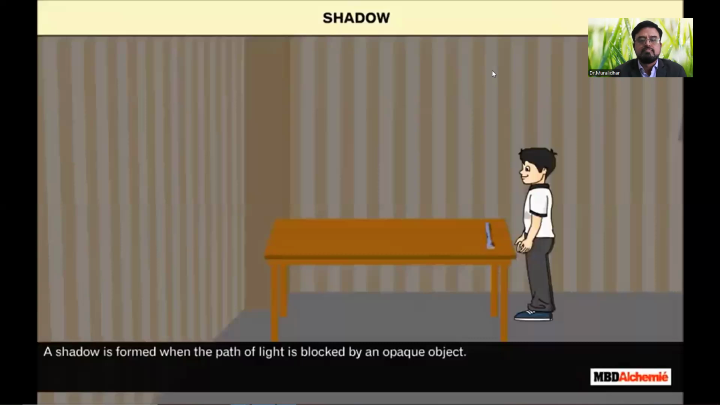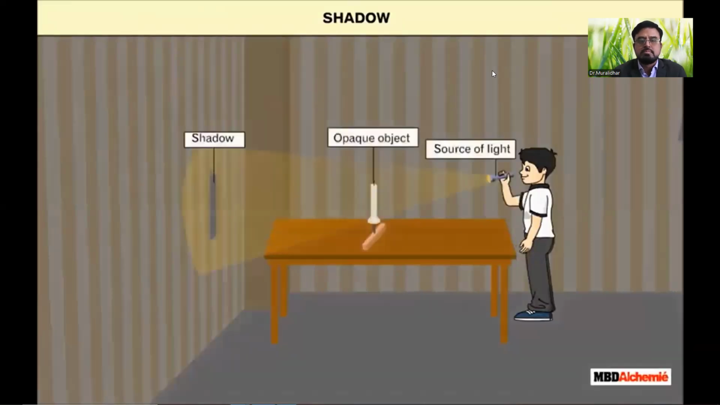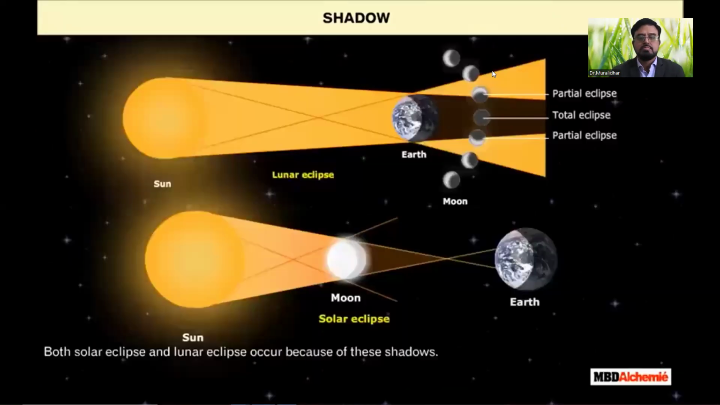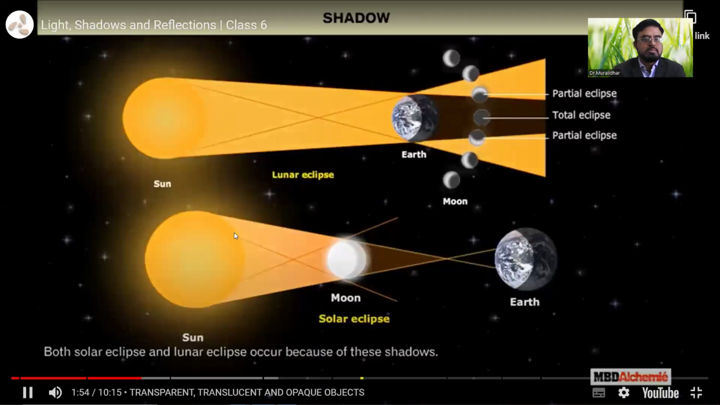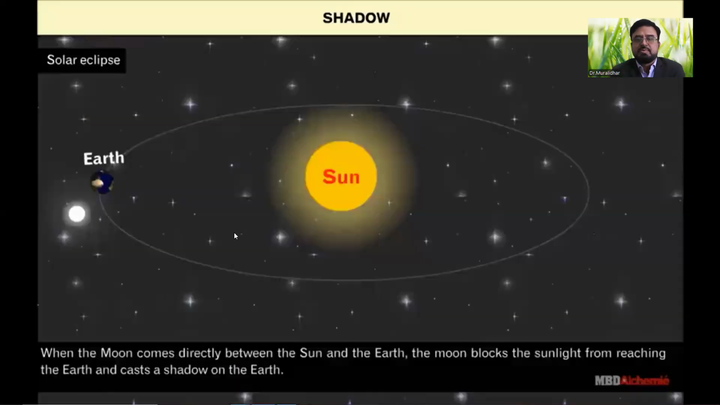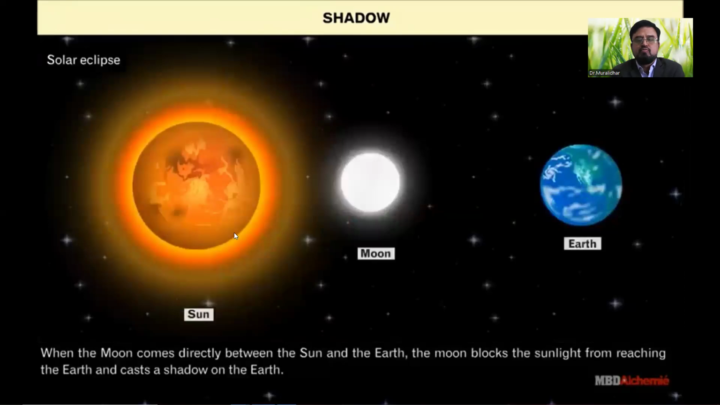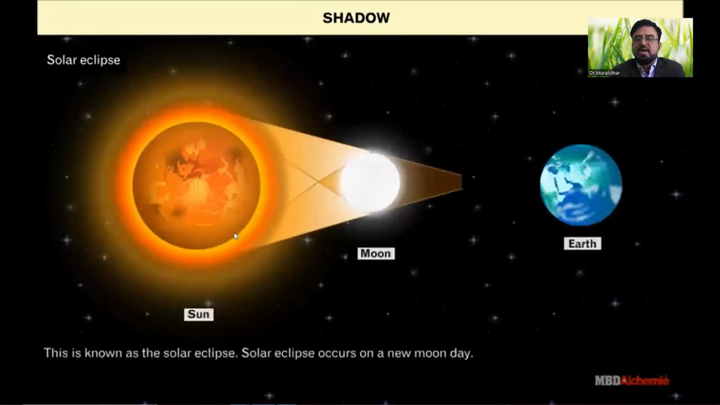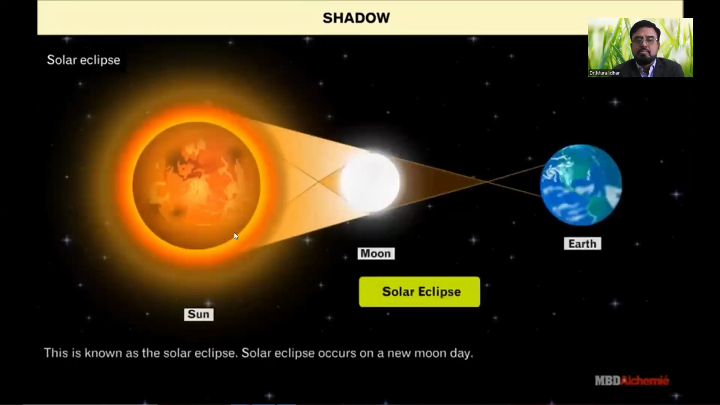A shadow is formed when the path of light is blocked by an opaque object. A shadow is always formed in the opposite direction of light. Both solar eclipse and lunar eclipse occur because of these shadows. Let us learn about both solar and lunar eclipse. When the moon comes directly between the sun and the earth, the moon blocks the sunlight from reaching the earth and casts a shadow on the earth. This is known as the solar eclipse. Solar eclipse occurs on a new moon day.